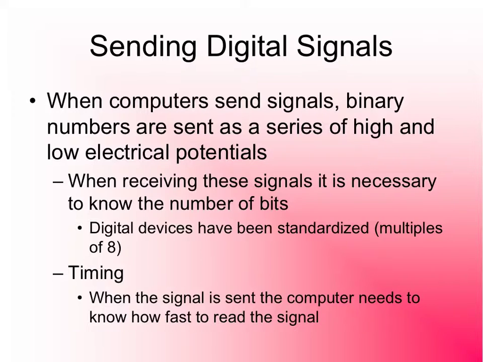And so computers use our binary code, our 1s and 0s, to send these digital signals, and they're sent as a series of high and low electrical potential differences. And so you have a high potential difference, that's a 1. You have a low potential difference, that's a 0. And when the computer or phone or whatever it is that's receiving the signal gets it, it's important that the receiver understands or knows how many bits are in the signal, so it knows the proper rate at which to read it.